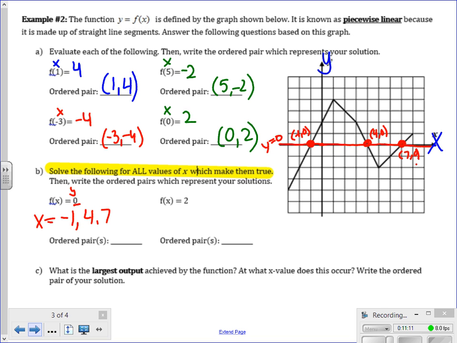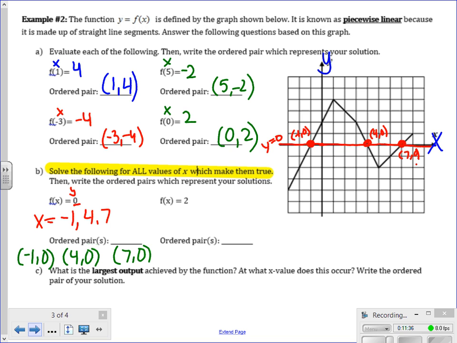If I wrote all of those ordered pairs out, I'll again be able to see how the y values are 0 and the x values are -1, 4, and 7. So when you're given a graph and asked to find x values that give you a certain output, when you look at the ordered pairs, that 0 should be the output for every point.